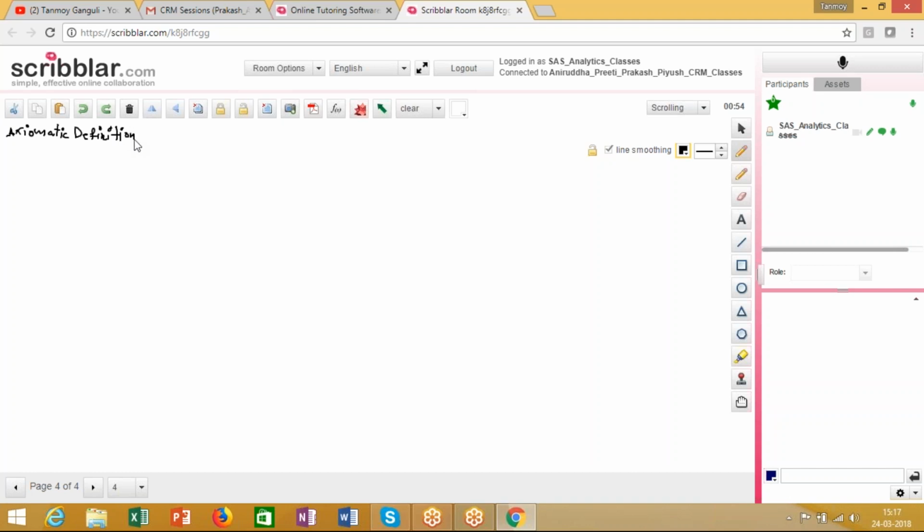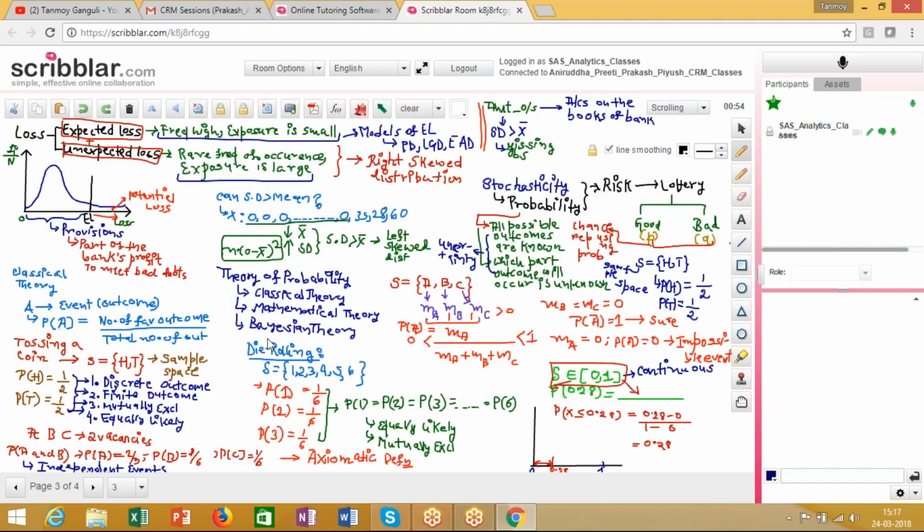Okay, so Anirudh, what is not clear in that example? What are you not clear about? First, let's clear that part and then we'll move ahead. Which portion?